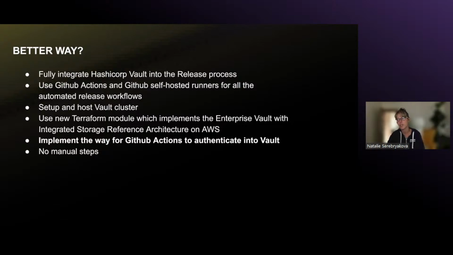During this process, there were different ways in which different parts of the Vault implementation and, for example, GitHub Actions could be implemented. By this talk, I'm trying to highlight that there are different ways of making this happen. The way we decided to go will be covered later. And one of the principles is that no manual steps is always a better way.